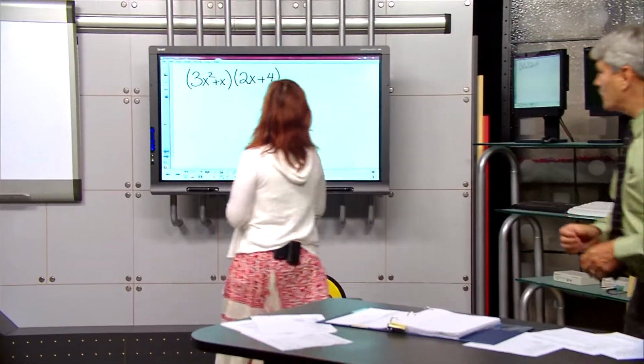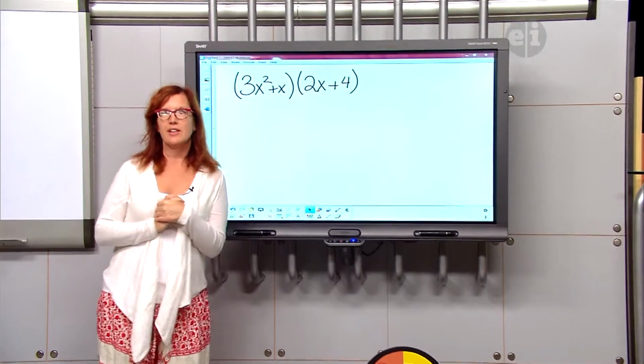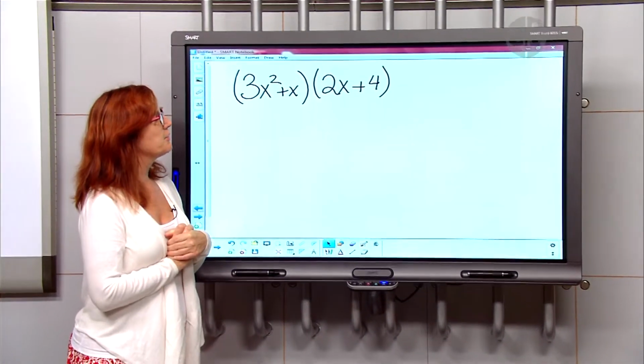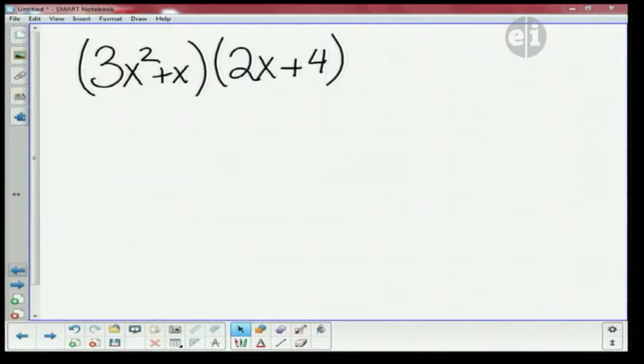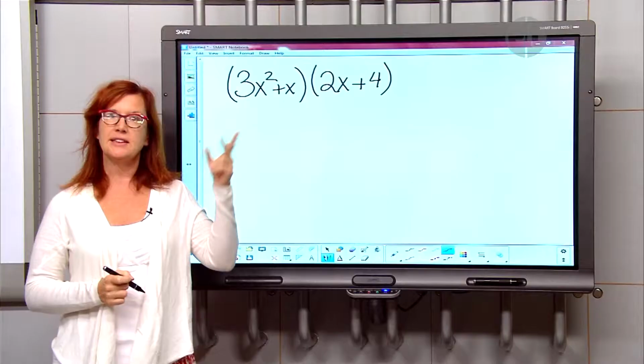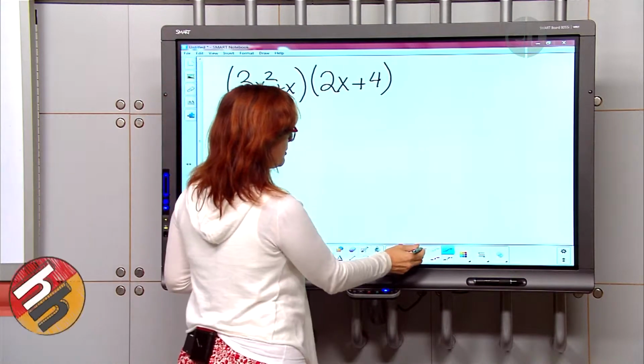All right, so this is a ninth grade question, and the question is 3x squared plus x times 2x plus 4. And these are two binomials. That means they have two parts, and we're going to multiply them together to make a polynomial.